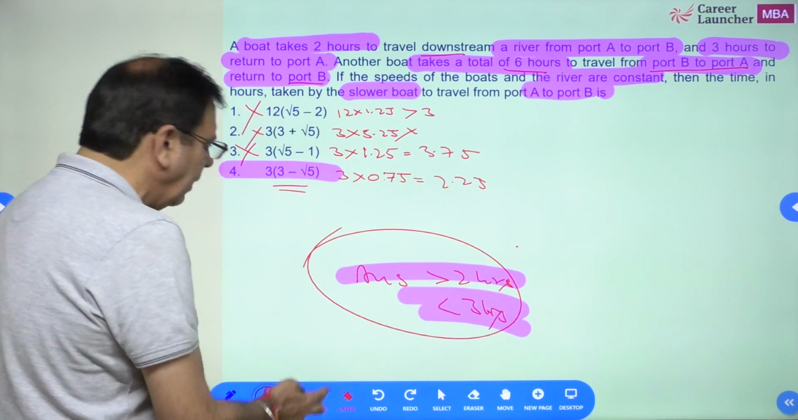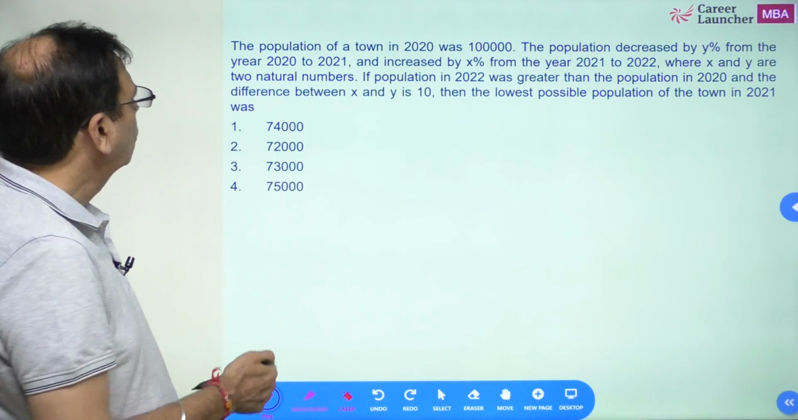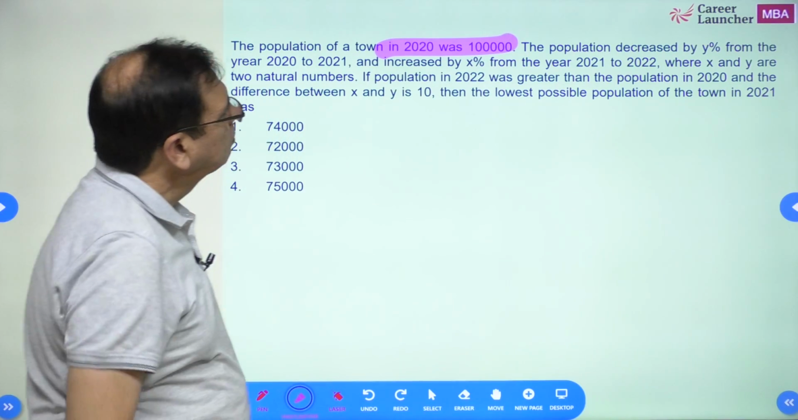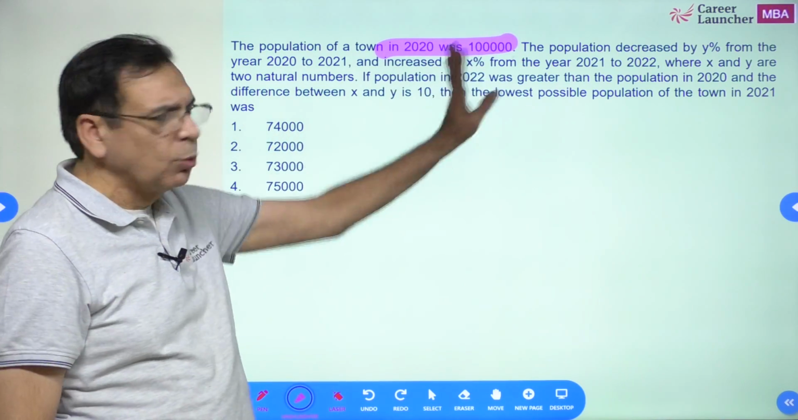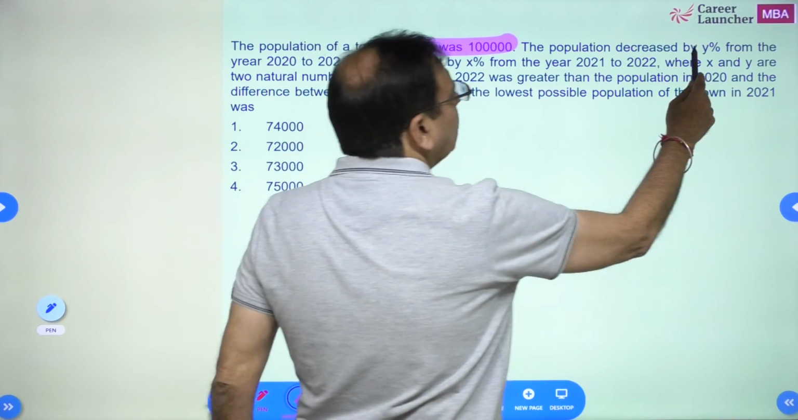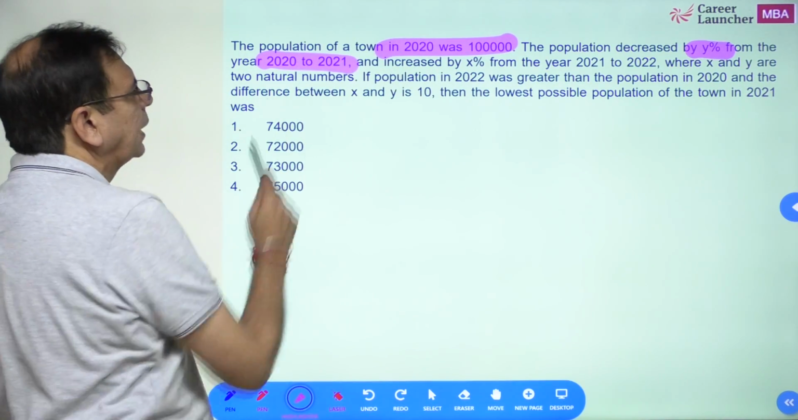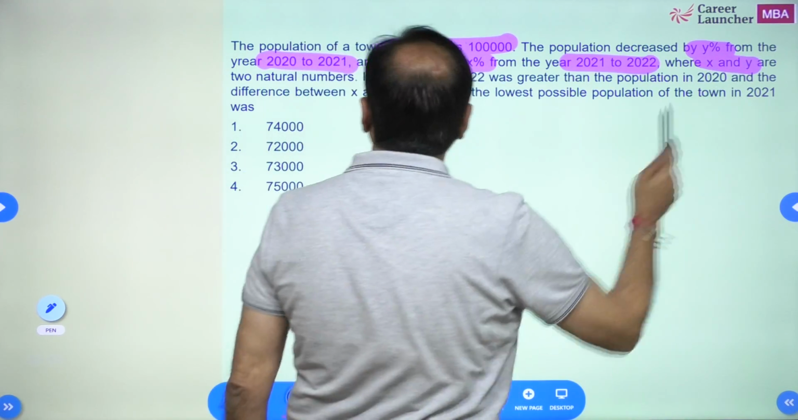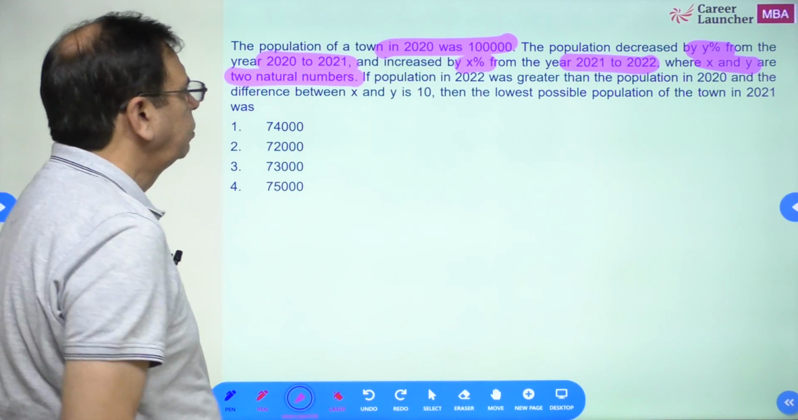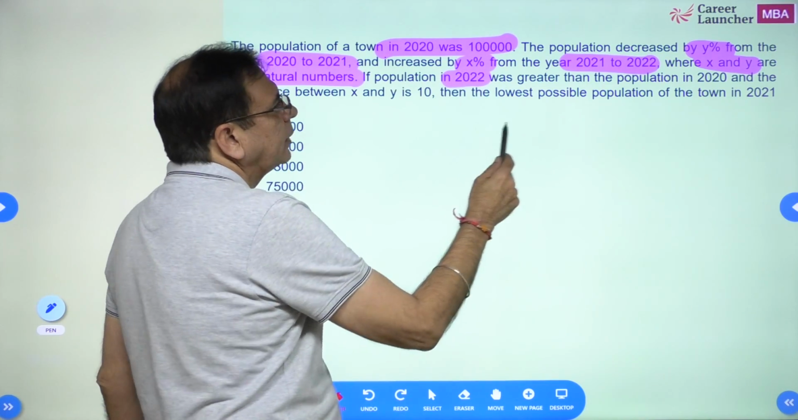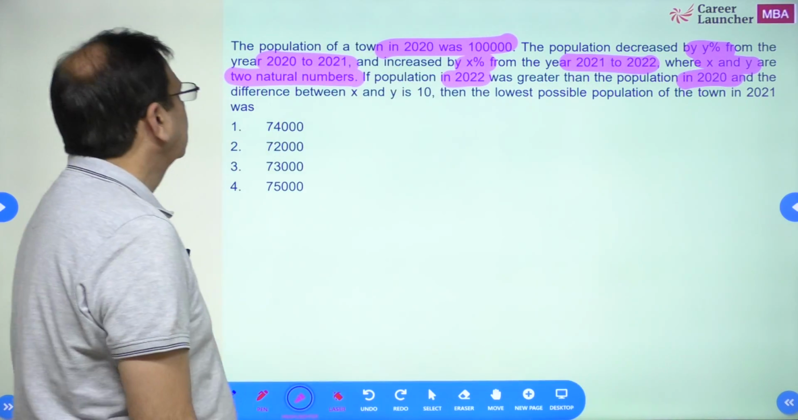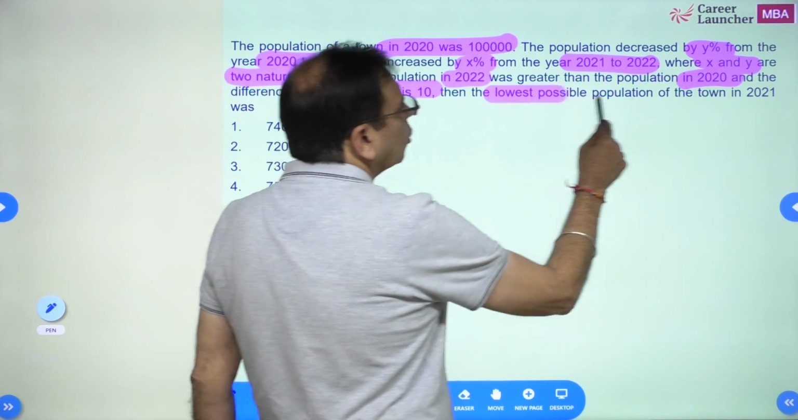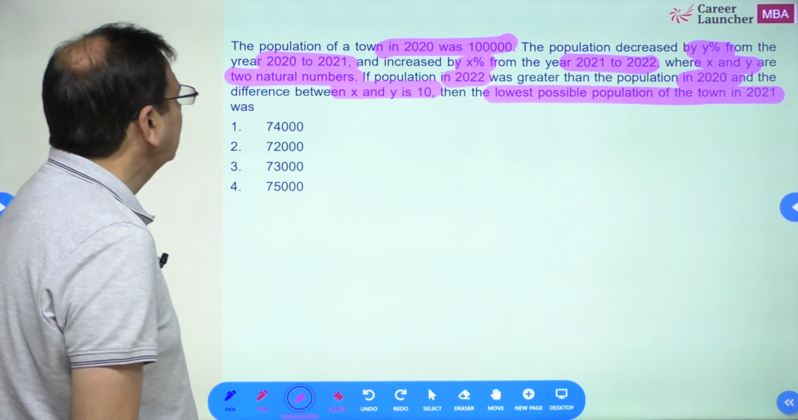आगे चलते हैं। क्वेश्चन 9, पॉपुलेशन ऑफ अ टाउन इन 2020 वाज कितने हैं? काफी जीरोस हैं, 100,000। ओके, पॉपुलेशन डिक्रीज बाय 1% फ्रॉम 20 to 21, इंक्रीज बाय x% फ्रॉम 21 to 22, where x and y are two natural numbers. If the population in 2022 was greater than population of 2020 and difference between x and y is 10, then the lowest possible population for town in 2021 was how much?